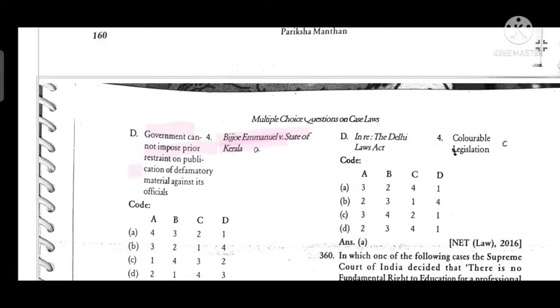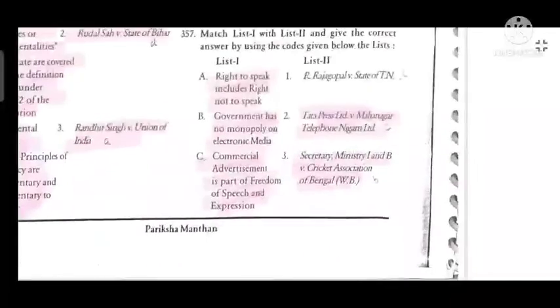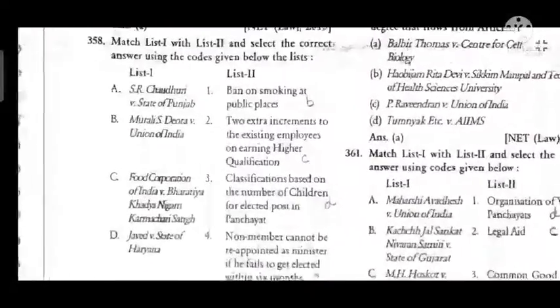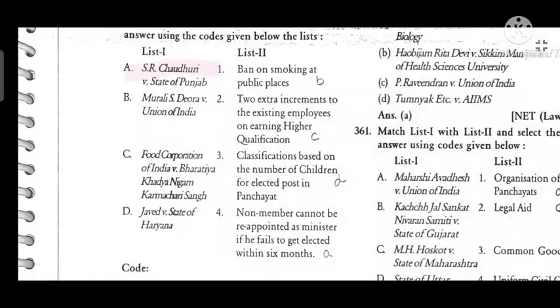Government cannot impose prior restraint on the publication of defamatory material against officials. R. Rajagopal versus State of Tamil Nadu. S.R. Chaudhuri versus State of Punjab: a non-member cannot be reappointed as a minister if he fails to get elected within 6 months. Murli S. Deora versus Union of India: ban on smoking in public places. Food Corporation of India versus Bhagirathi, Khadya Nigam Karmchari Sangh.